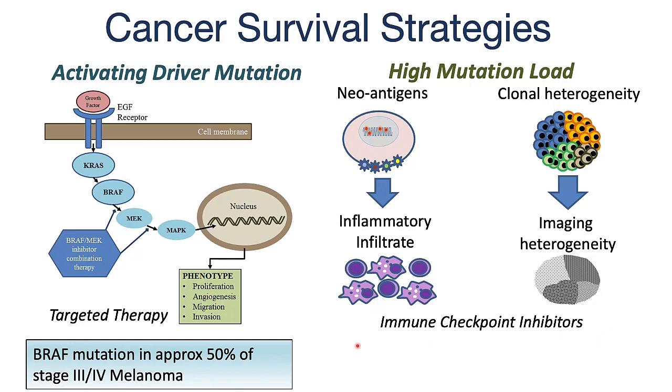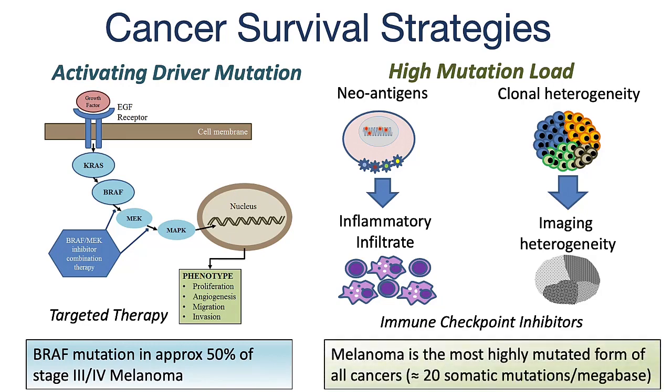And if we have high mutation load, then we know that these patients tend to benefit from immune checkpoint inhibitors, because this can increase the inflammatory response that can help to control the tumour. And this is another treatment option in malignant melanoma, because melanoma is one of the most highly mutated forms of all cancers.